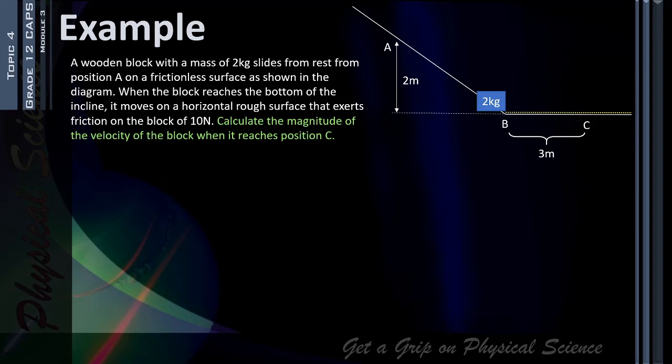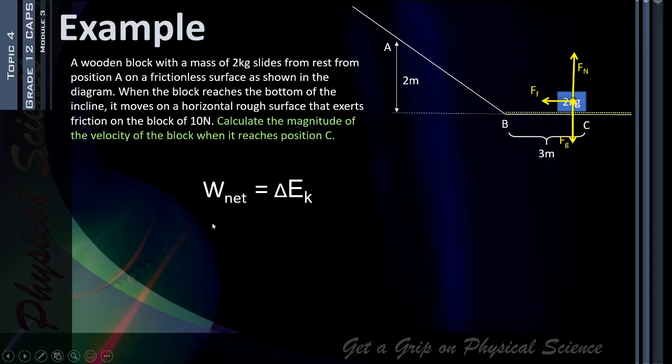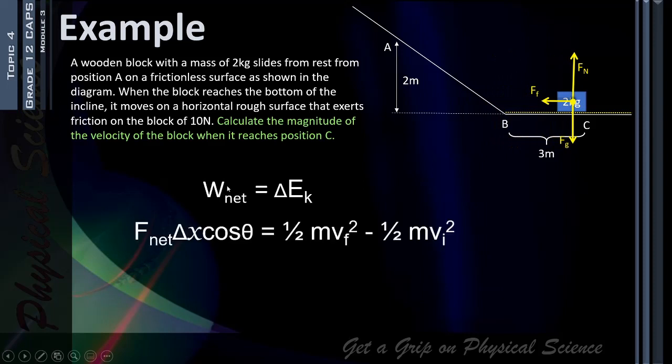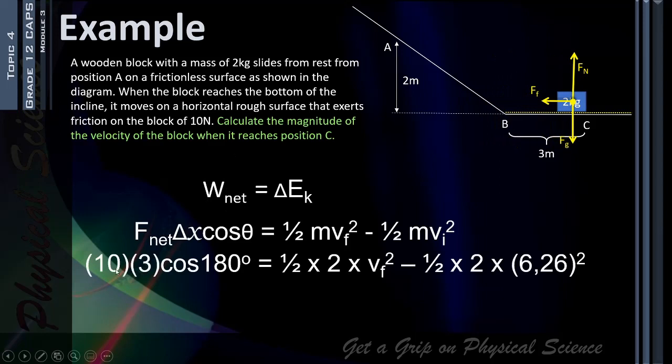So for a block moving on a horizontal surface, the only force that will do work is friction. The normal force and gravity are both perpendicular to the displacement of this block, and it won't do any work. So the net work done here is the work done by the net force, and that is only friction. So the friction is 10 Newton multiplied by the displacement, which is 3 meters from B to C, multiplied by the cos of 180 degrees, because the frictional force and the displacement are not in the same direction, they are opposite directions.